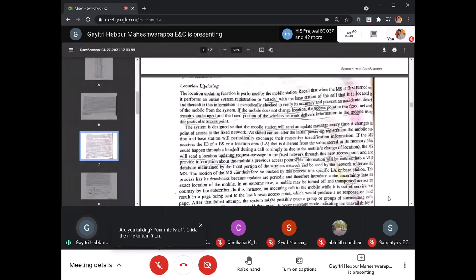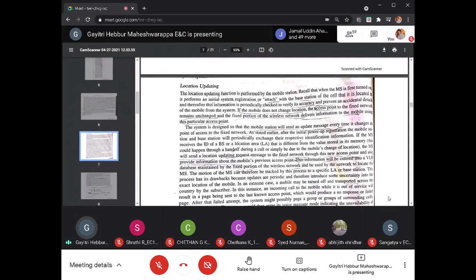The mobile network keeps track of the mobile, where exactly in which location area it is located. During the initialization process itself, the MS and BTS will exchange each other's identification numbers and location area identity numbers and other things. That will be stored in the visitor location register. So any call or a message comes to your MS.